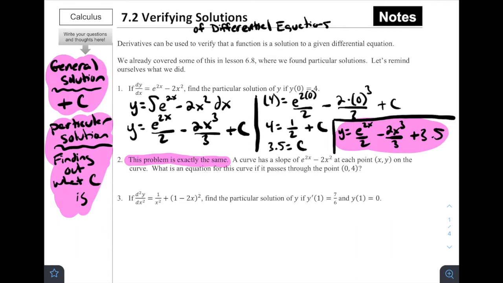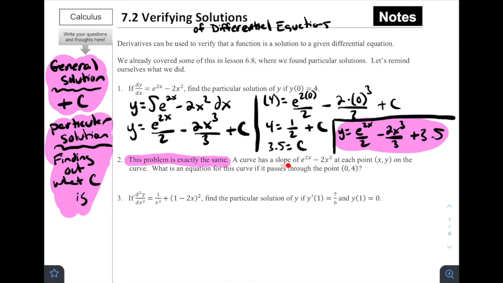What we're trying to do here is point out common different ways that sometimes this shows up on the AP exam. Sometimes they might be really straightforward and say, hey, here's dy dx. Hey, here we know that y of 0 is equal to 4. Otherwise, it might be in some context. They might say, hey, the curve has a slope of this.